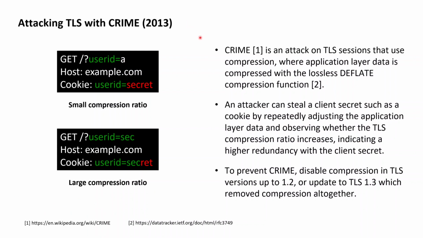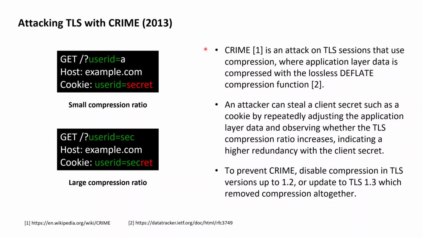The name CRIME stands for Compression Ratio Information Leak Made Easy and is an attack on TLS connections that compress encapsulated application data before this data is sent to the peer. Compression as a method to reduce the size of data needs to take place before that data is encrypted, as the general principle of compression is to remove redundancy contained in data. The higher the compression ratio on data is, the more redundancy was contained in the data.